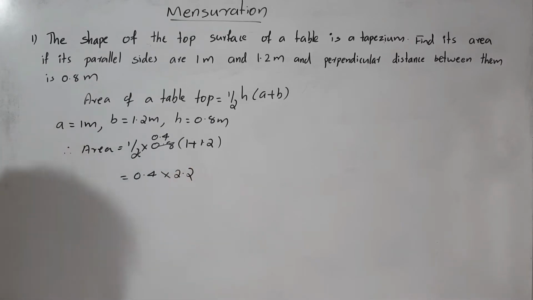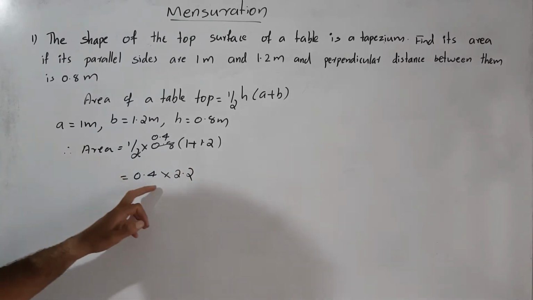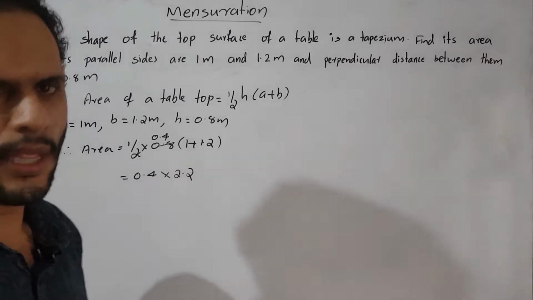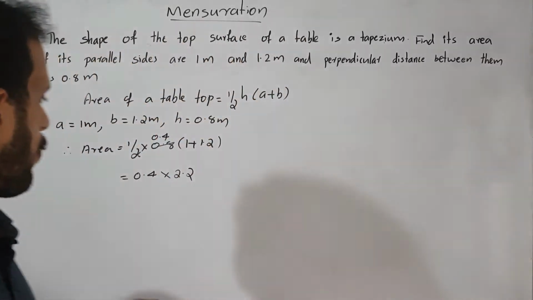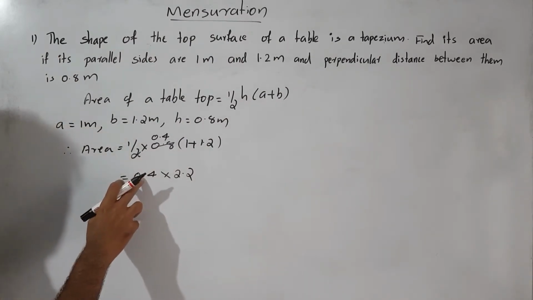Next we want to multiply 0.4 and 2.2. How will it be multiplied? We know that we just avoid the decimal point, we neglect the decimal point.